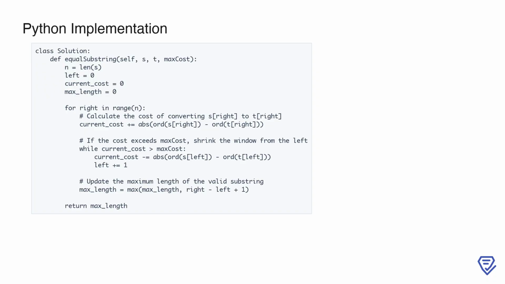5. Returning the result. Finally, the function returns max_length, which represents the maximum length of a valid substring within the transformation budget. This algorithm is efficient with a time complexity of O(n), as the right pointer traverses the string once, and the left pointer only moves forward. It ensures that we solve the problem with minimal computational overhead while maintaining clarity and correctness.